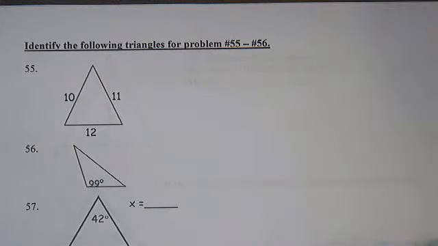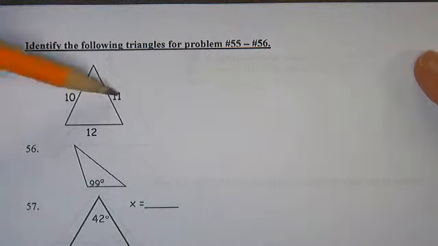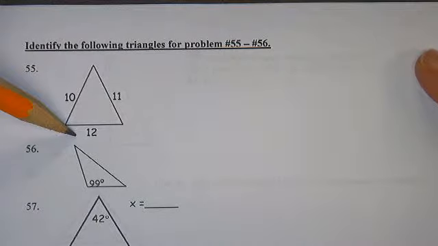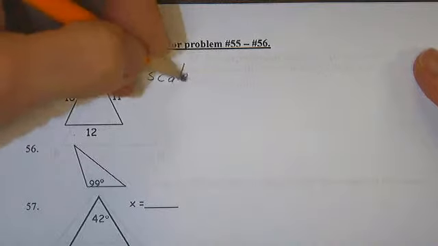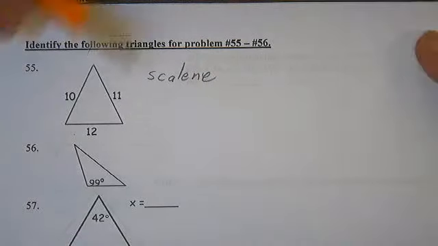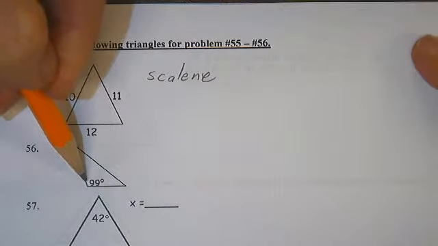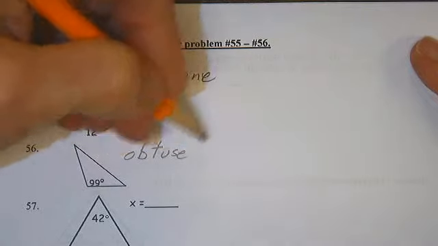Geometry Semester Review, Problems 55 and forward, page 4. Identify the following triangles for problem 55 and 56. Sides 10, 11, and 12. This is a scalene triangle. If this angle is 99 degrees, it's an obtuse triangle.